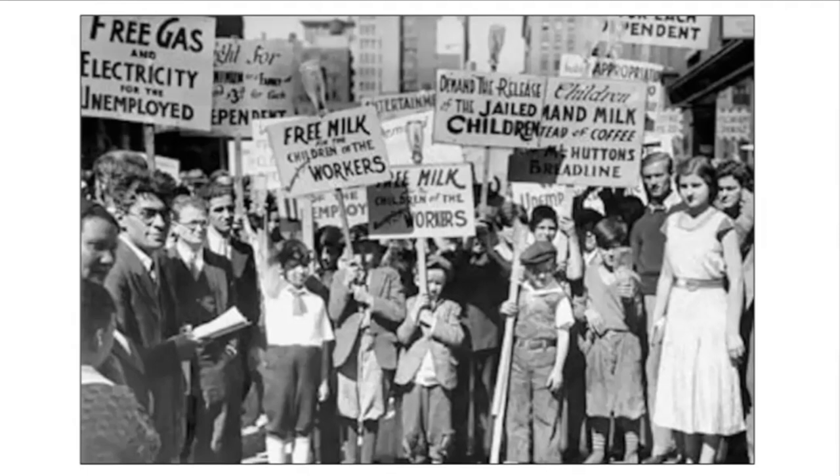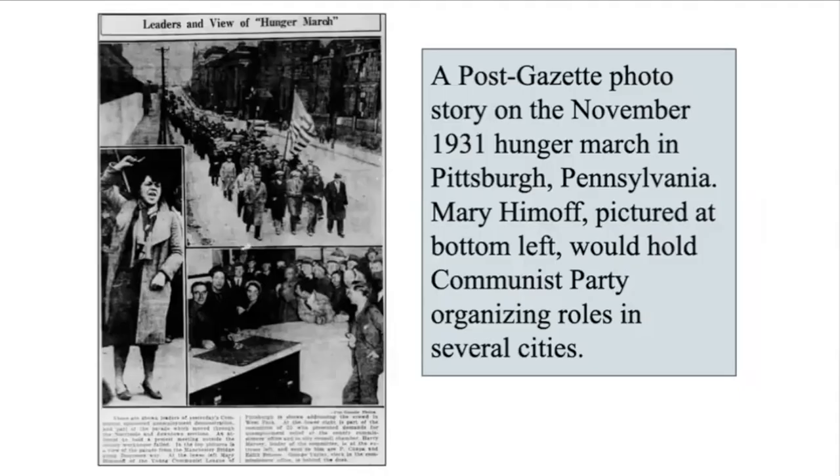Looking ahead here, Pittsburgh was one of at least a dozen cities with unemployed councils in late 1931, and the city would host several hunger marches. In keeping with President Hoover's idea of volunteerism, the upper classes of the city had come up with what they called the Pittsburgh Plan. It was a 1931 scheme by major businesses to gather donations. Unsurprisingly, this was not equal to the scale of working class needs.